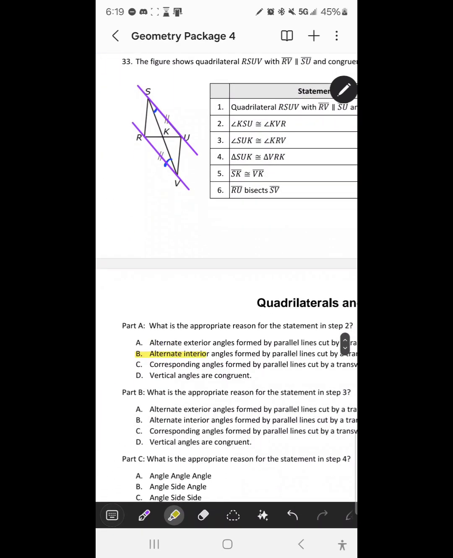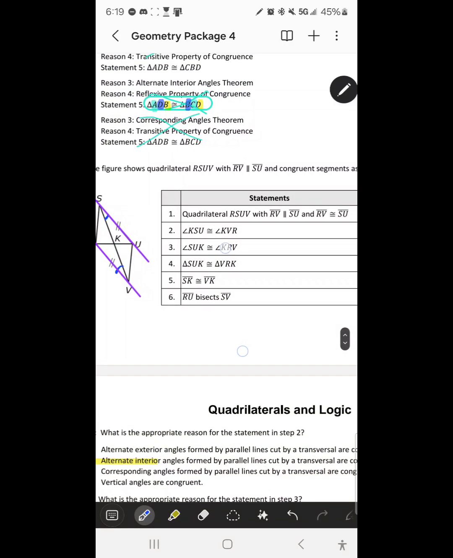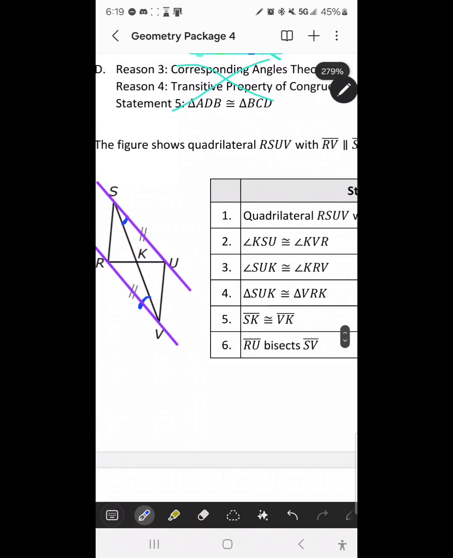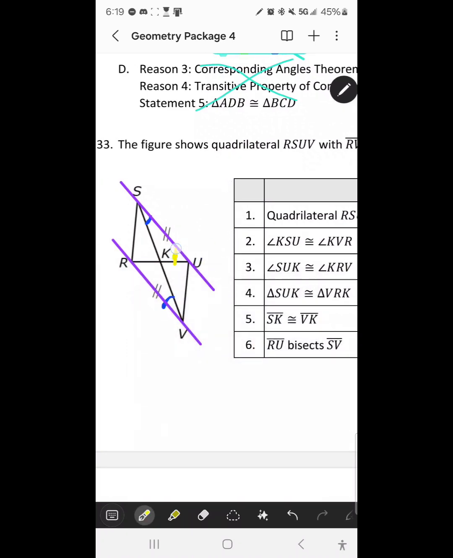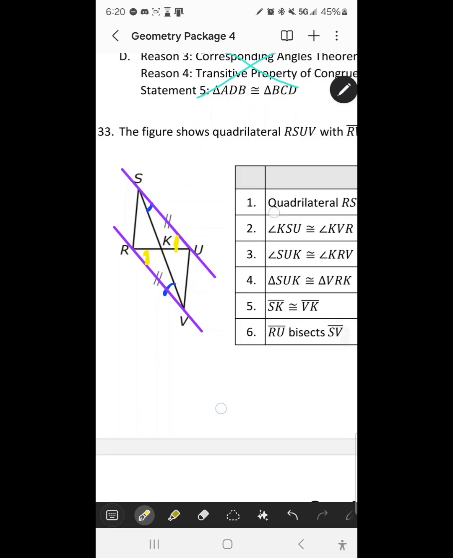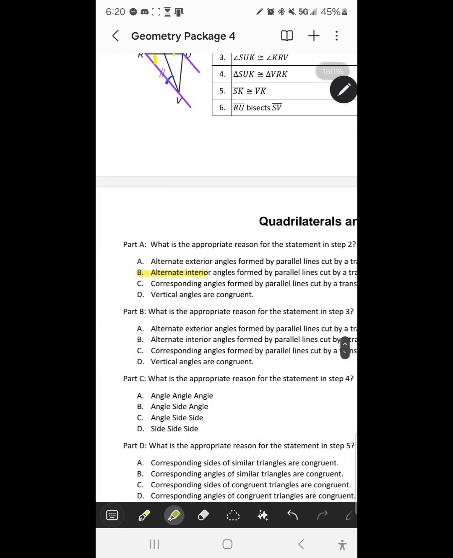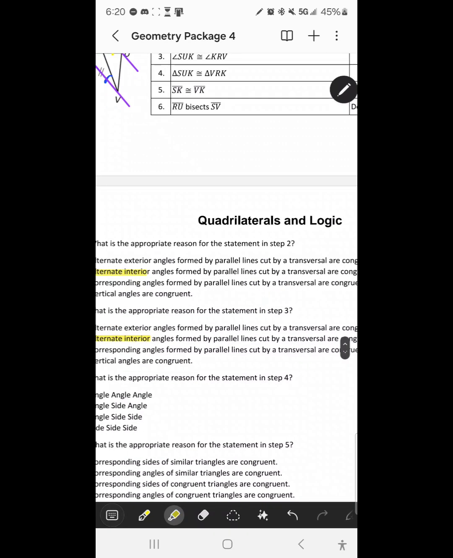Now, B, statement 3. Let's check. Angles SUK, here's this angle, and then KRB. Again, it's the same thing. Again, the C, you're going to do this, which is Z. So it's again alternate interior. Now, what is the reason for the statement in step 4?